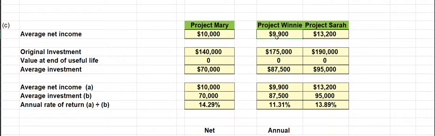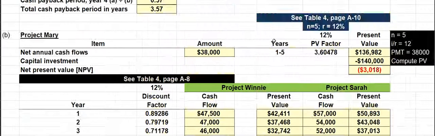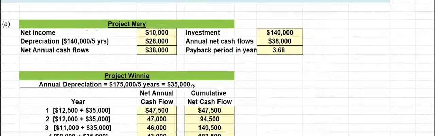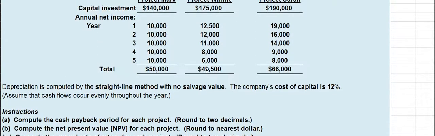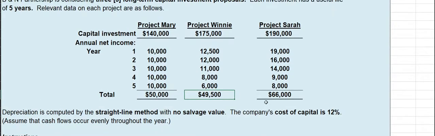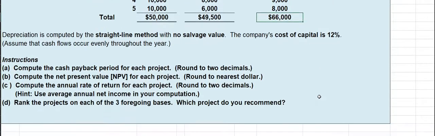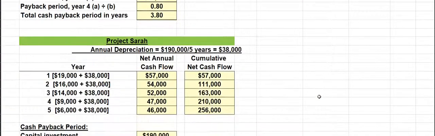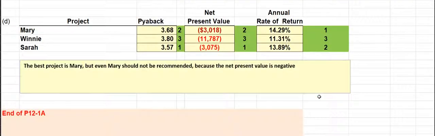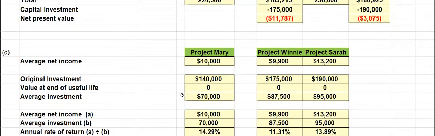We do the same thing for the remaining two projects. For Project Winnie, we take its total net income over the life, which is 49.5, divide that by 5, and you take for Project Sarah its total of 66,000, divide that by 5, and you get your average. And so you will see here that we have 10,000 for Project Mary, 9,900 for Project Winnie, and 13,200 for Project Sarah.